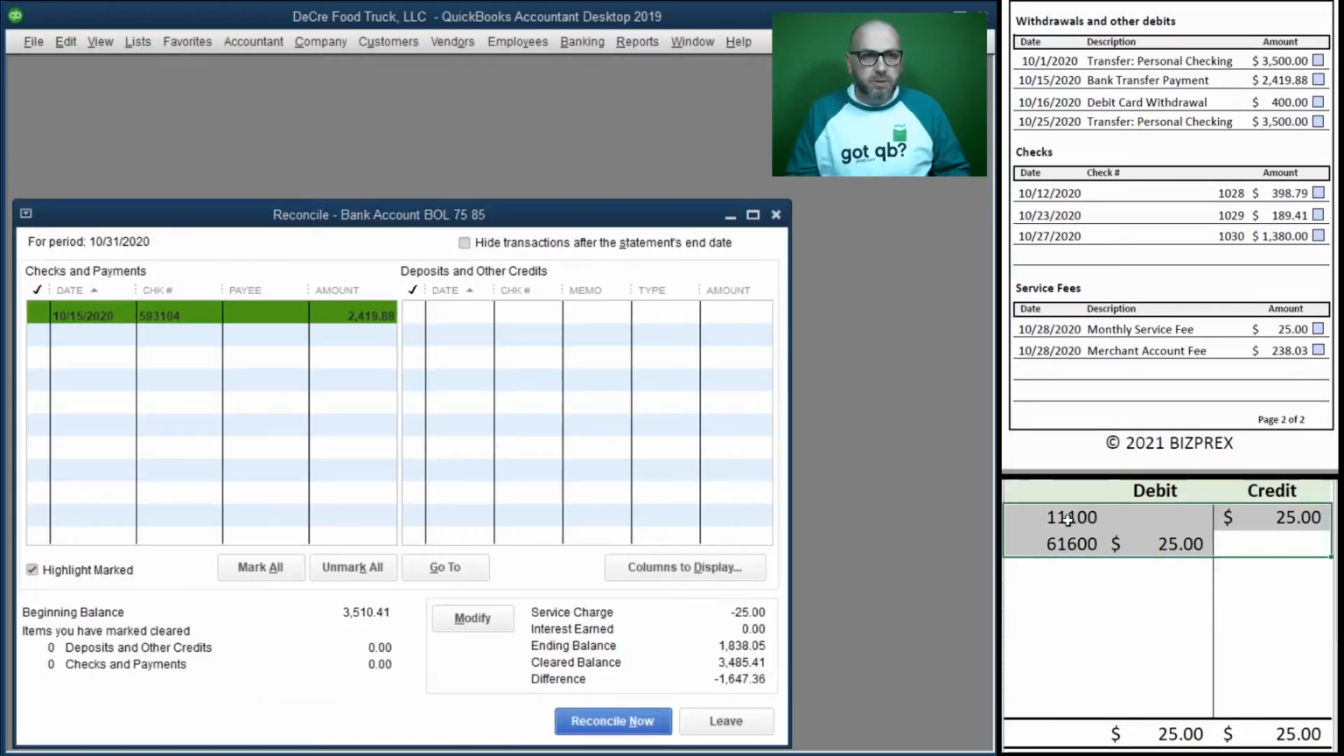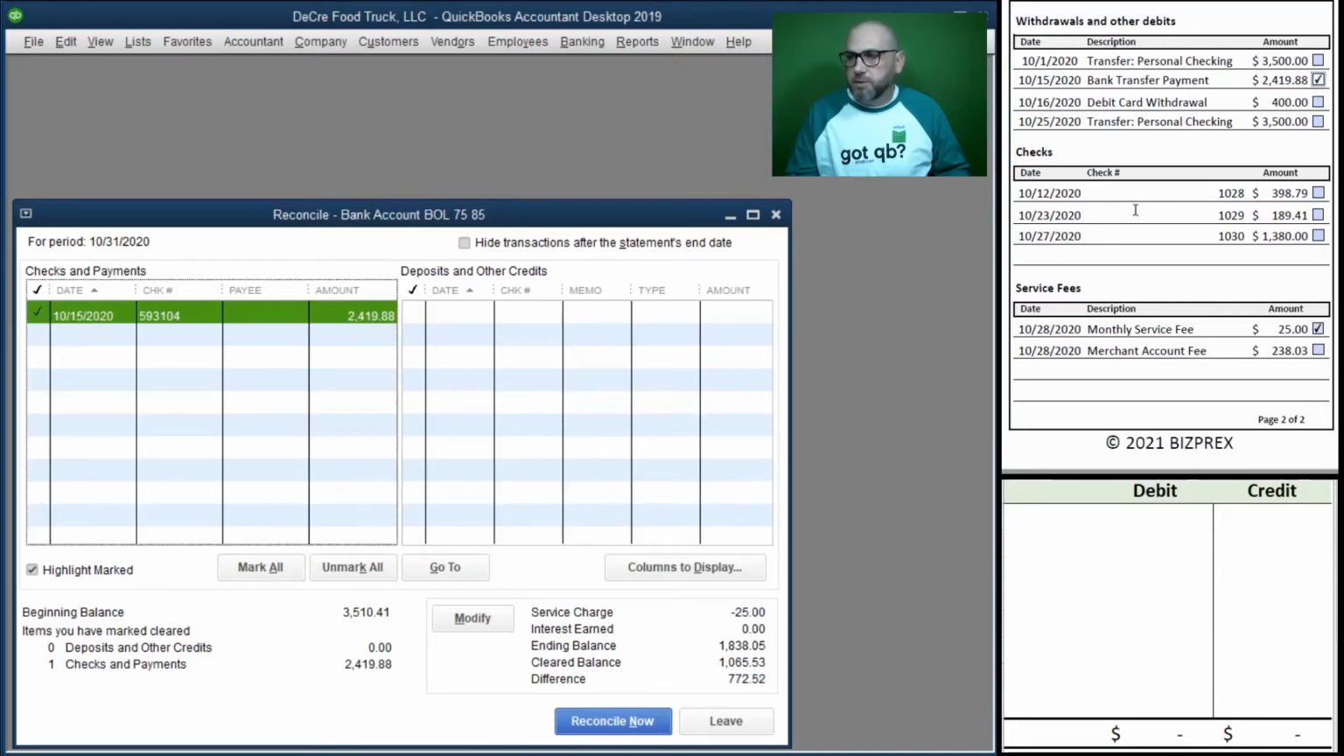All right, so we see a couple of things showing up in the reconciliation window. We have our $25 charge right here, good to go. And we have the bank payment that we paid our credit card. So here it is. We can mark that one. Okay, the rest we still have to book.